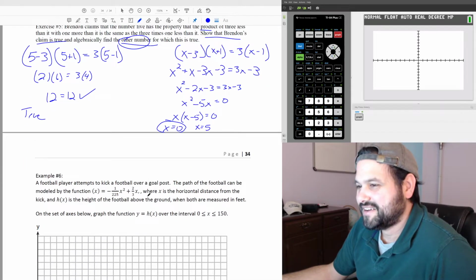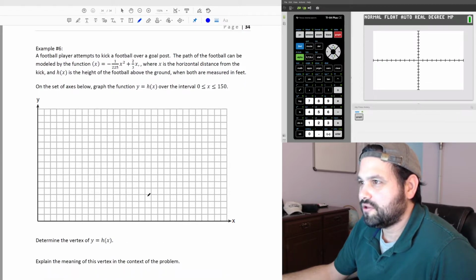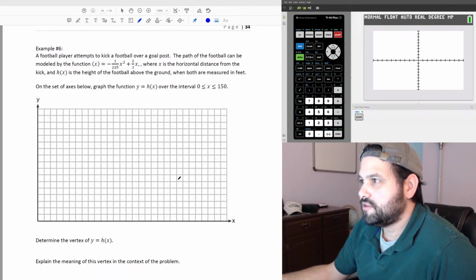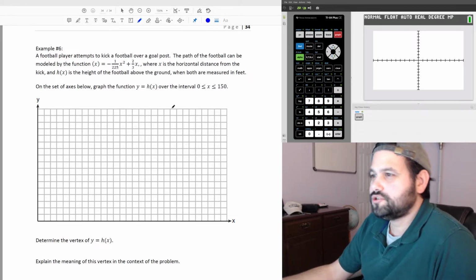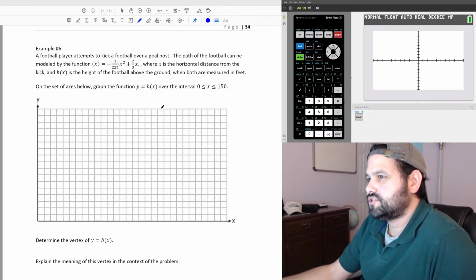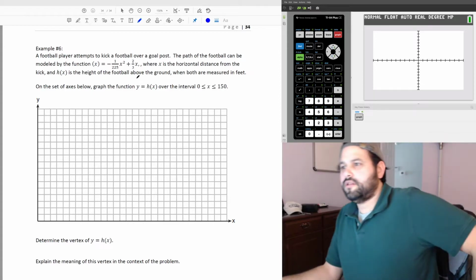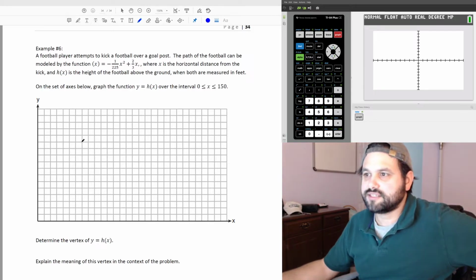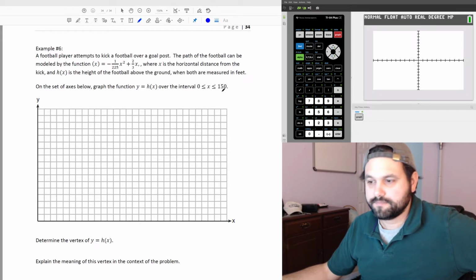It happens. Number 6, a football player attempts to kick a football over a goalpost. The path of the football can be modeled by the function h of x equals negative 1 over 225 x squared plus 2/3 x, where x is the horizontal distance from the kick, and h of x is the height of the football above the ground when both are measured in feet. On the set of axes below, graph the function over the interval 0 to 150.